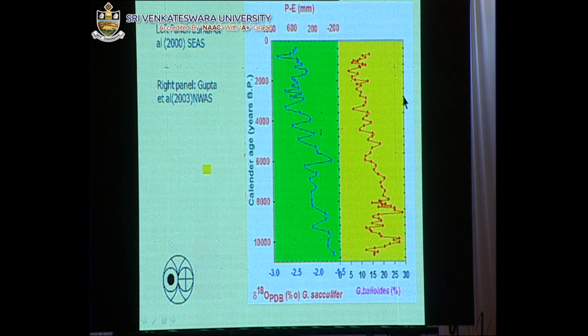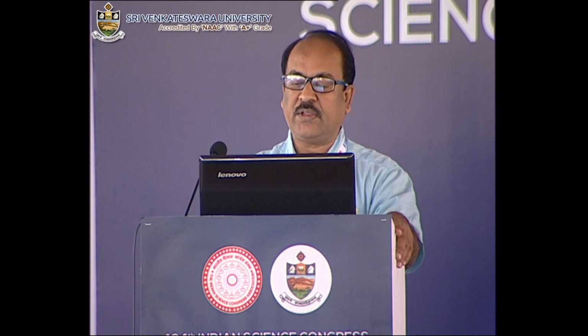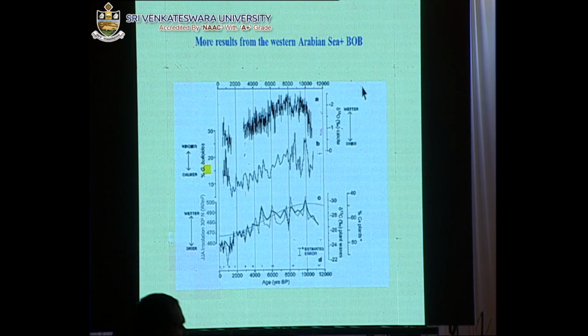So the question we asked is, when we see the runoff has been increasing continuously in the Eastern Arabian Sea due to increasing monsoon, the Western Arabian Sea signal sees that the monsoon intensity has been weakening over the last 10,000 years. So this is the question to be addressed. We address this question using various proxies. Here the same thing is shown.